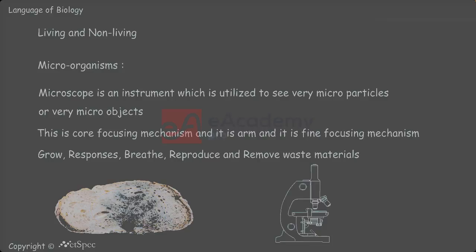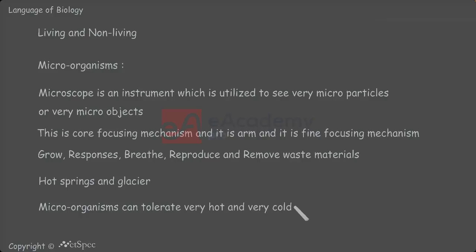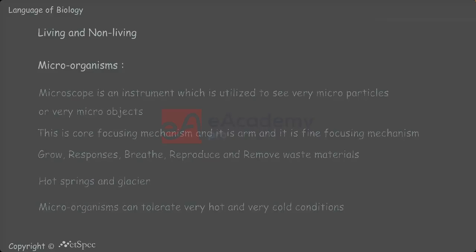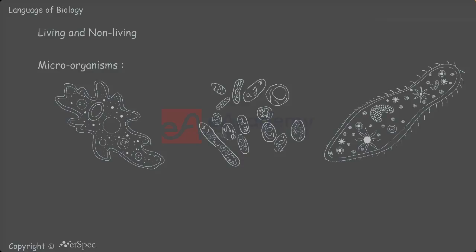We can find microorganisms everywhere. In water we can see them, in the environment we can see them, and even in hot springs and glaciers we can find these microorganisms. Why? Because these microorganisms can tolerate very hot and very cold conditions. Examples of microorganisms are amoeba, yeast, paramecium, etc.